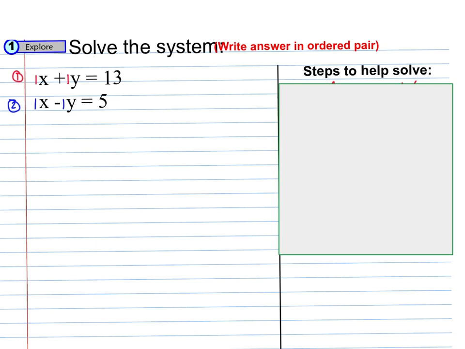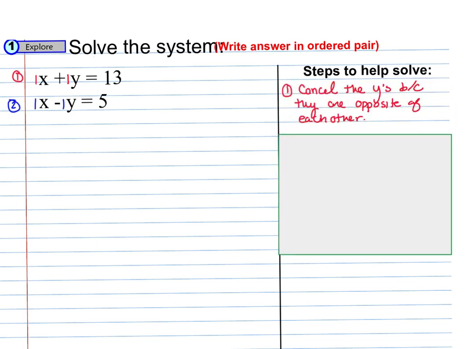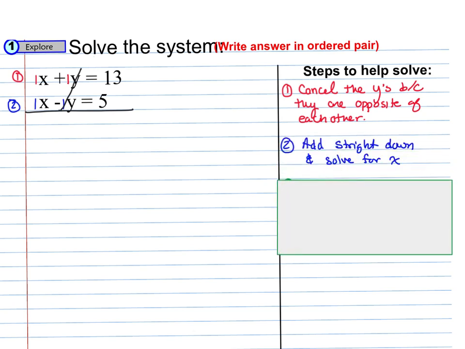So what's going to happen is we're going to cancel the y's because they're opposites of each other. I'm going to draw my line right here and we're going to cancel those out. We're going to eliminate them. And then step 2, we are going to add straight down and solve for x. So we're going to have 1 plus 1, that is 2x. The y's went away, became 0. 13 plus 5, that's 18. Divide both sides by 2, and we're going to get that x is equal to 9. So we have the first part of our ordered pair, which is 9.